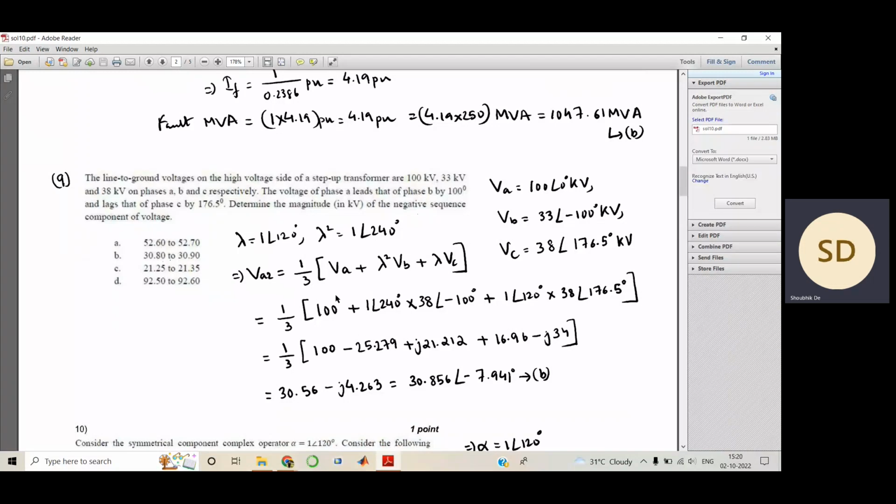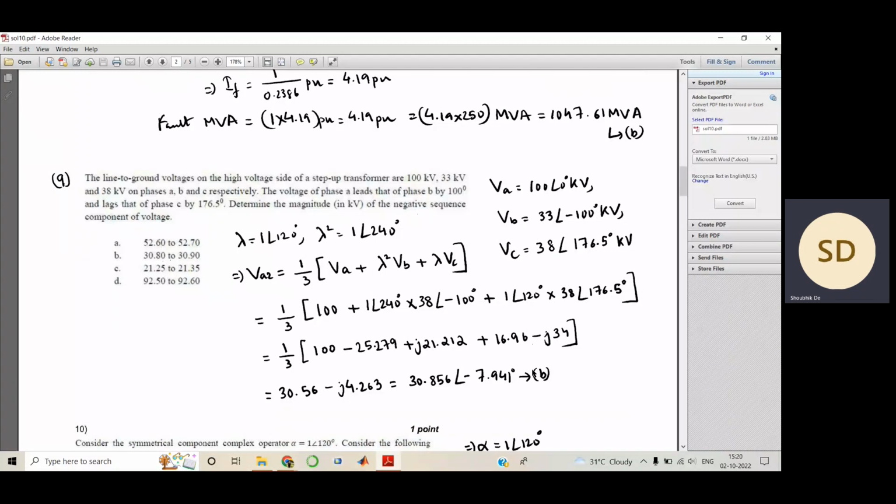Now we know the value of VA, which is 100. We know VB, we know VC, and we also know each of these components, right? Also be very careful while doing this calculation, because any sign change may lead to a wrong answer.